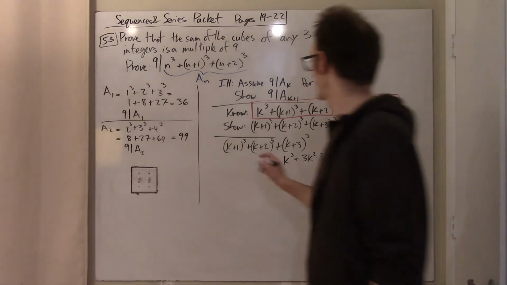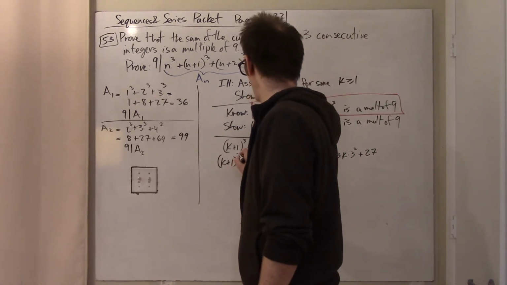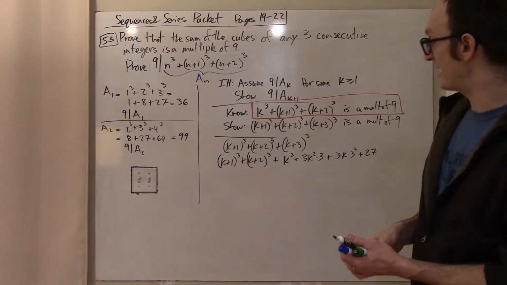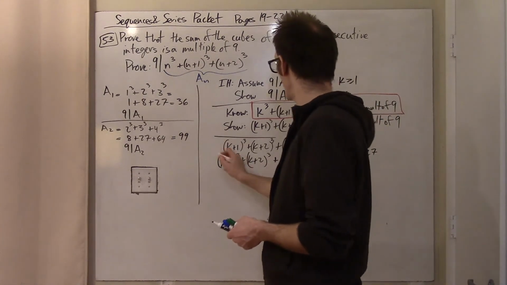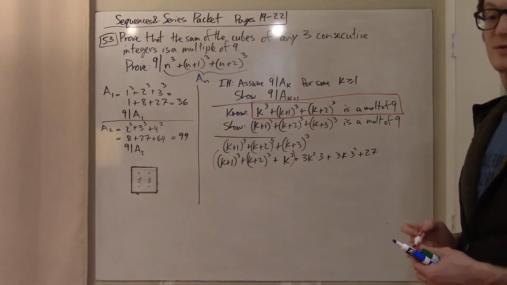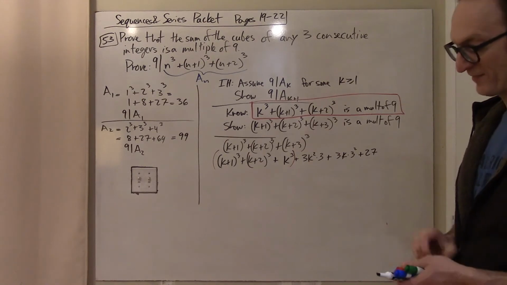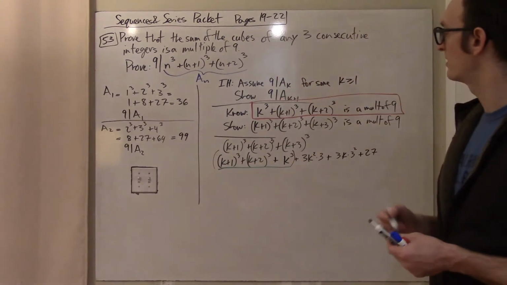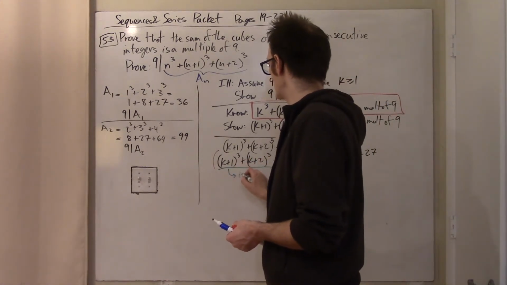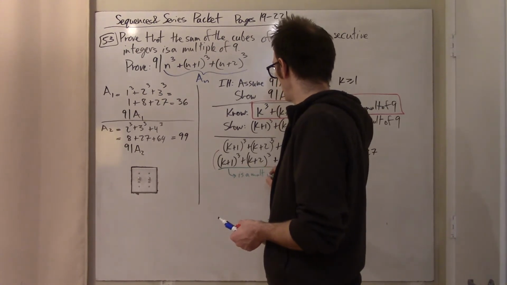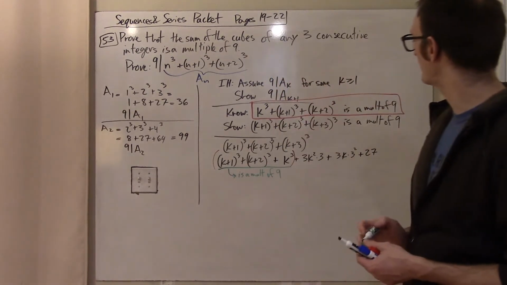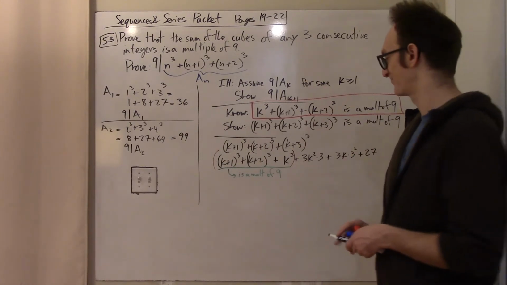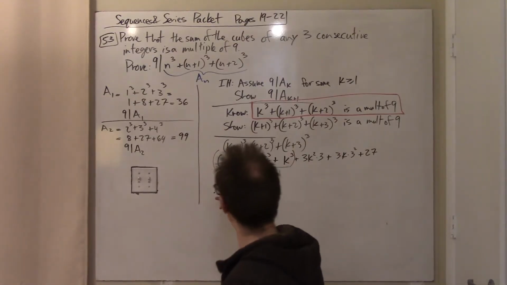Okay, and so look, I'm just kind of done now, right? Because all of this is the thing that I already know is a multiple of 9 by my inductive hypothesis. By the inductive hypothesis, after expanding out that third term, this is a multiple of 9. And so the only thing I need to show is a multiple of 9 is the rest, and it just is.